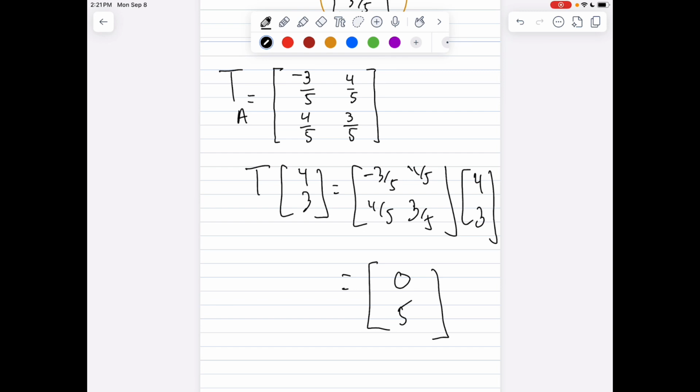Okay, not bad. And basically that's all you need to do. To find the image of any vector, all you need to do is multiply it by this matrix. So it's really nice to have here as a tool.